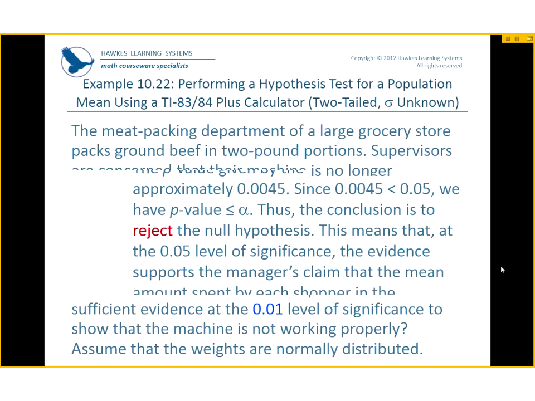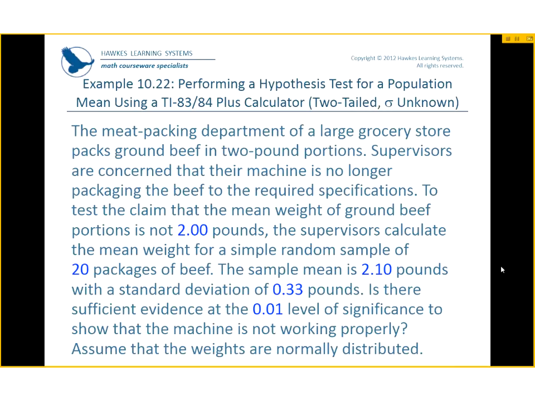Okay, let's do one more. The packing department of a large grocery store packages ground beef in 2-pound portions. Supervisors are concerned that their machine is no longer packaging the beef to the required specifications. To test the claim that the mean weight of the ground beef portions is not 2 pounds, the supervisor calculates the mean weight for a random sample of 20 packages. The sample mean is 2.10 pounds with a standard deviation of 0.33. Is there significant evidence at the 0.01 level of significance to show that the machine is not working properly? We're assuming everything is normally distributed.